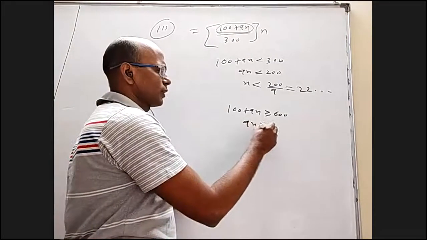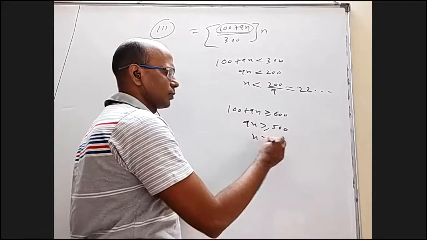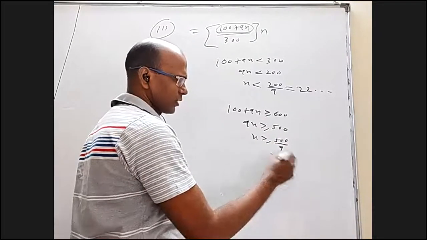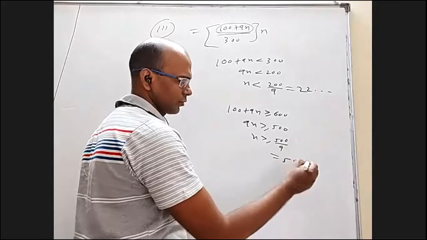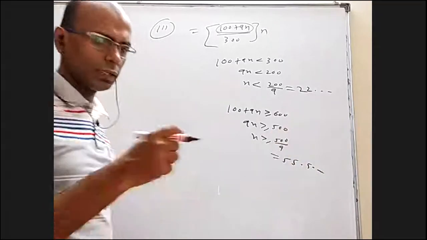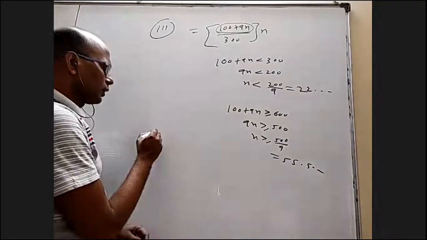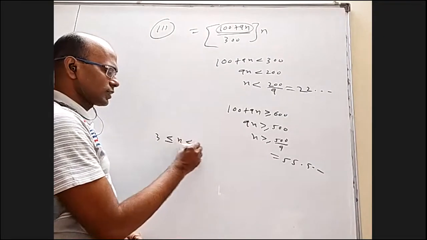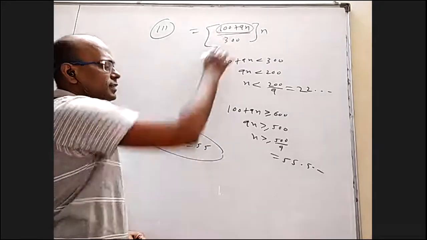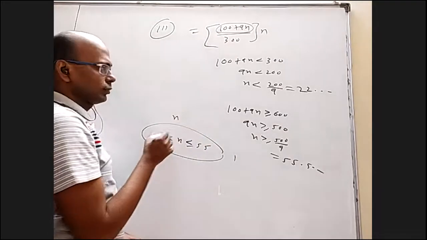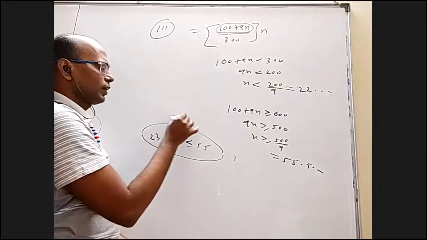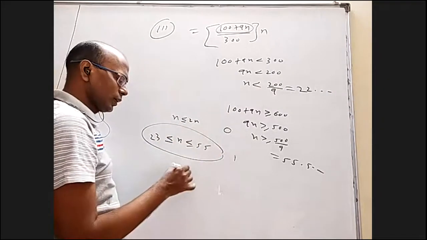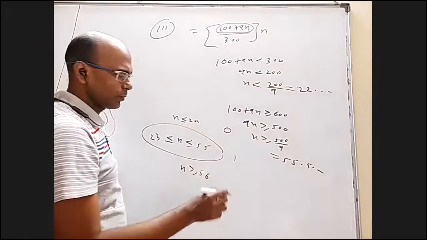Then 9n should be greater than or equal to 500, so n should be greater than or equal to 500 by 9. This is 9 fives are 45, 50 again, 9 fives are 40, 55 point something. Okay, only at 56 it changes. So for 23 less than or equal to n less than or equal to 55, this integer part is 1. For n up to 22, the integer part is 0. And for 56 onward, it will be 2.